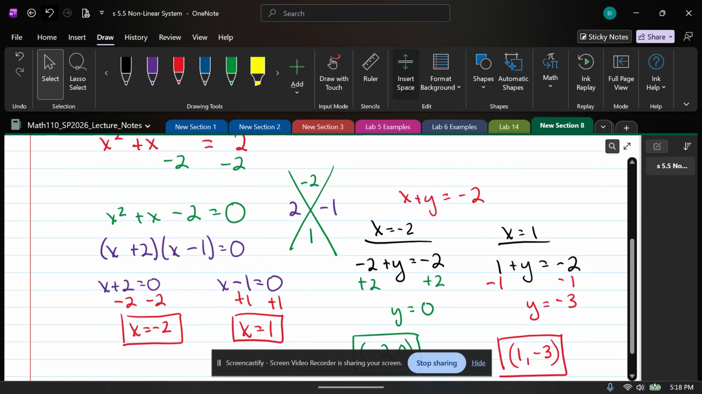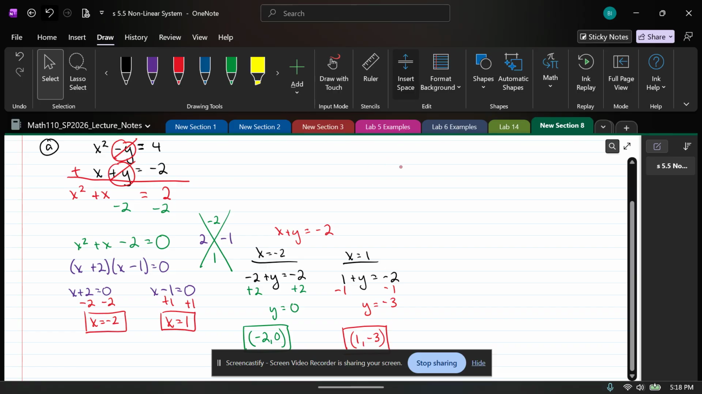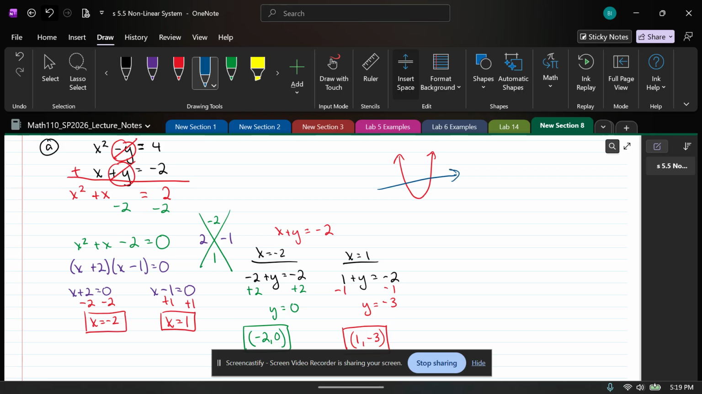The reason there are two solutions is because this quadratic looks like that. The linear looks like that. How many places are those two crossing? 2. Got two answers. A parabola and a line can cross in two places. Linear equations, you only have one solution, no solutions, or infinitely many. Nonlinears, you have more than one sometimes, not always. Okay.